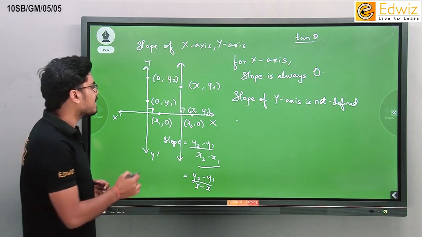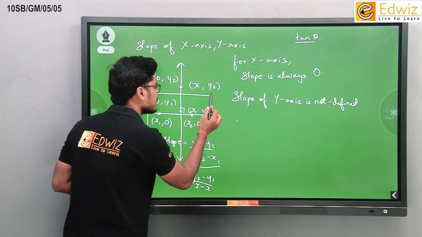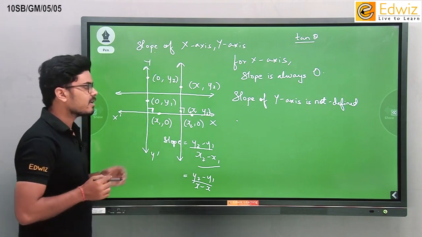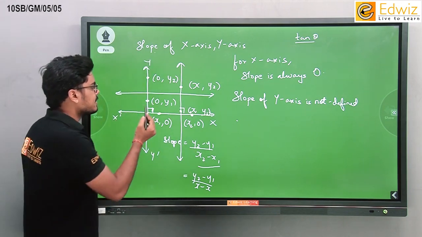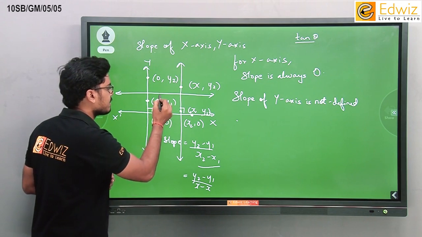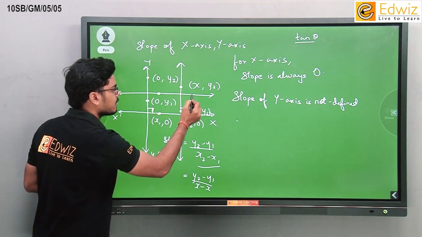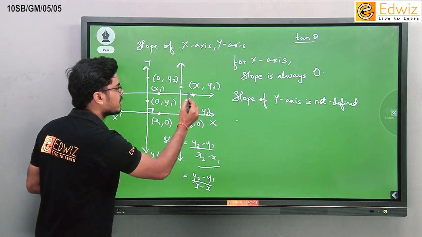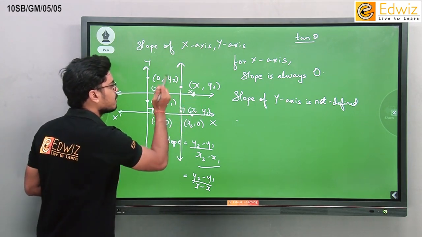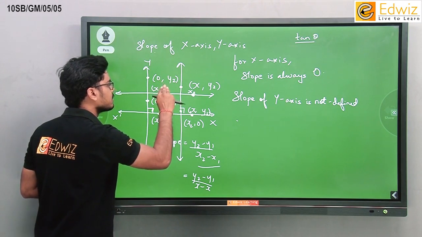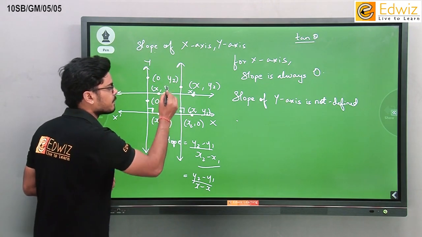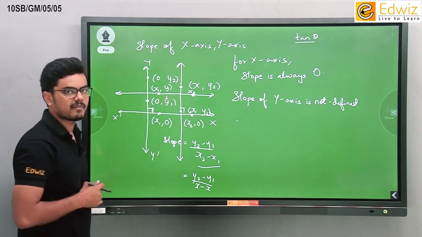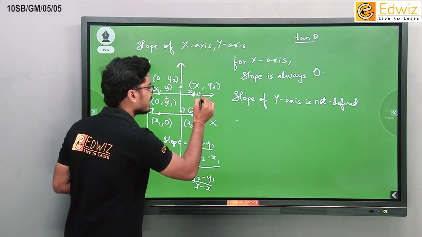ठीक है? Similarly, अगर the line is parallel to x-axis, okay? If the line is parallel to x-axis, see if this point is, let us say, x1, this point is x2, correct? इसका जो y coordinate होगा, y coordinate will now remain same. This is x1 comma y, this is x2 comma y.